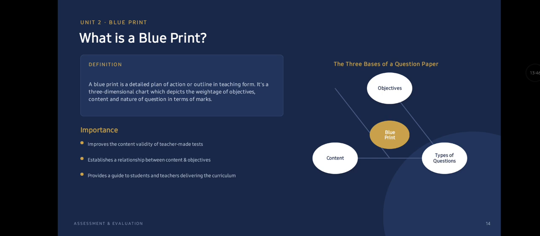What is a blueprint? A blueprint is a detailed plan of action or outline in teaching form. It's a three-dimensional chart which depicts the weightage of objectives, content, and nature of questions in terms of marks. Its importance is that it improves the content validity of teacher-made tests, establishes a relationship between content and objectives, and provides a guide to students and teachers delivering the curriculum. The three bases of a question paper are objectives, content, and types of questions, which come in the blueprint.